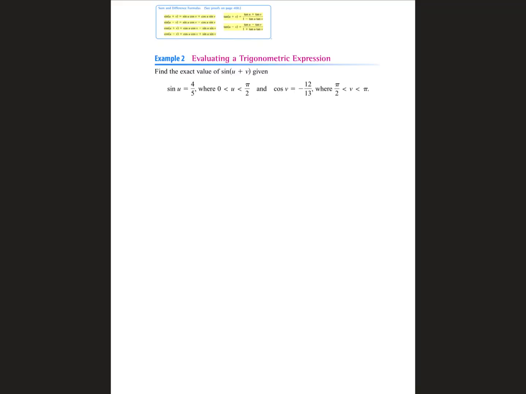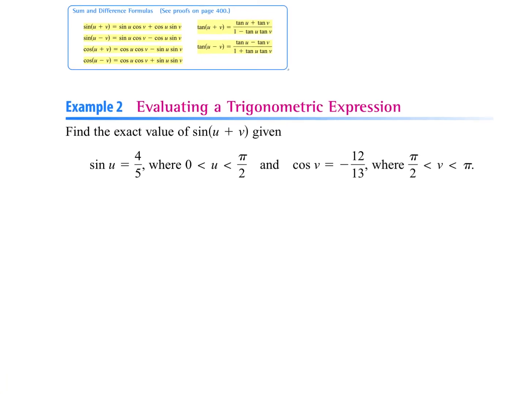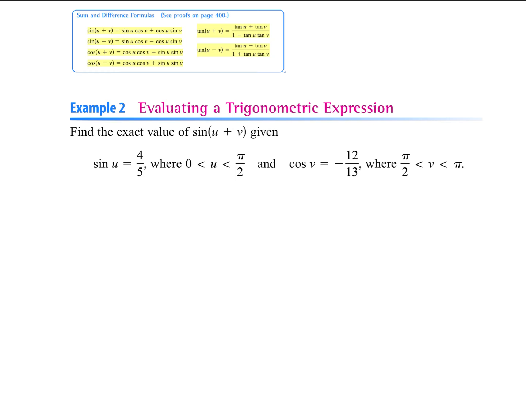All right, the next example is the exact same thing. It's just giving you a little bit of different information that you guys have to decipher. Again, you're going to be given the unit circle, your identities, your formulas, all that stuff. This question says, find the exact value of sine u plus v given this information. This is very helpful information. It's giving us everything we need to know. You guys just have to extract it.